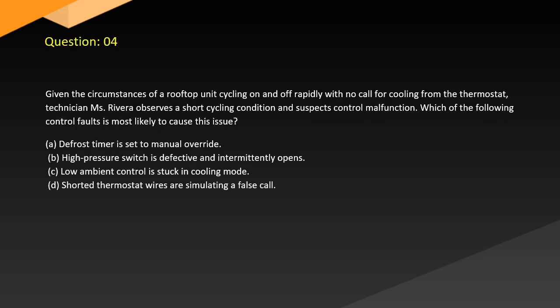Question 4. Given the circumstances of a rooftop unit cycling on and off rapidly with no call for cooling from the thermostat, technician Rivera observes a short cycling condition and suspects control malfunction. Which of the following control faults is most likely to cause this issue? A. Defrost timer is set to manual override. B. High pressure switch is defective and intermittently opens. C. Low ambient control is stuck in cooling mode. D. Shorted thermostat wires are simulating a false call.